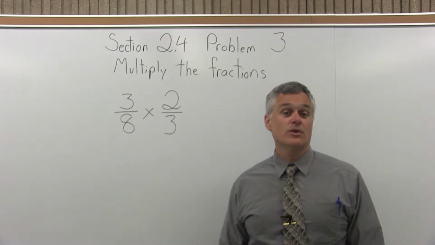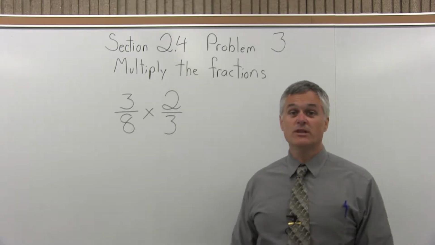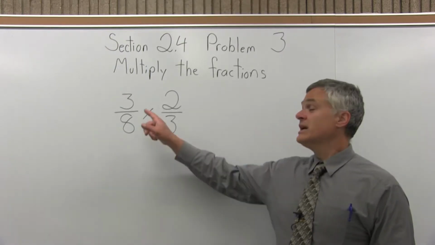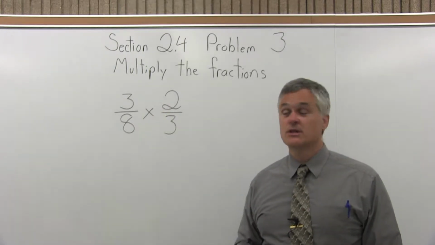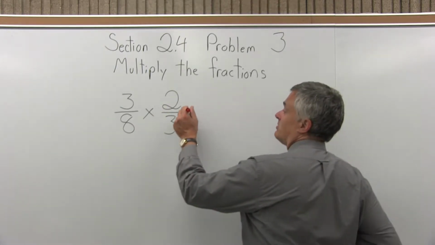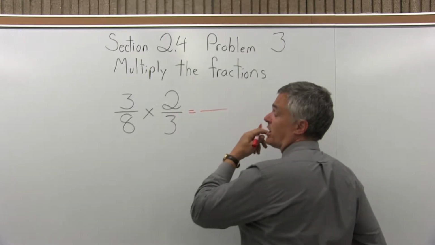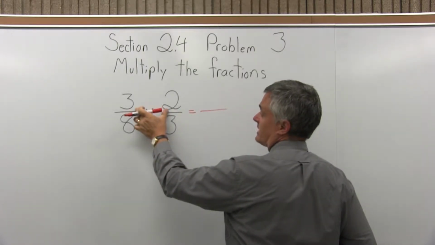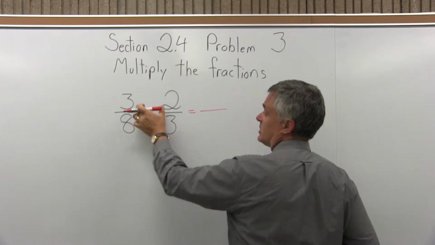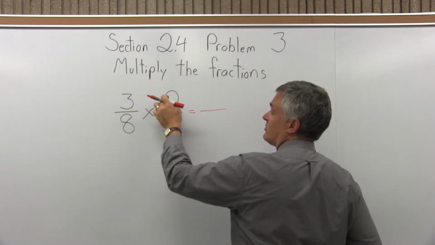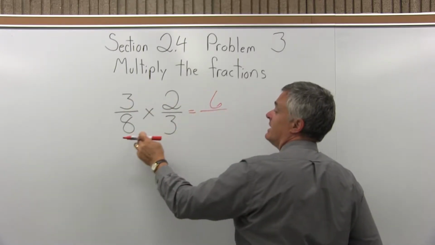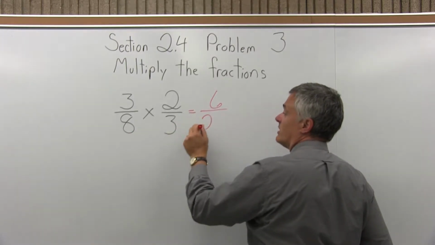This is Section 2.4, Problem 3. It says multiply the fractions, and we have 3/8 times 2/3. So when you multiply fractions, you want to multiply top times top, bottom times bottom, or more accurately, you could say numerator times numerator and denominator times denominator. So across the top, you have 3 times 2, which is 6, and then 8 times 3, which is 24.